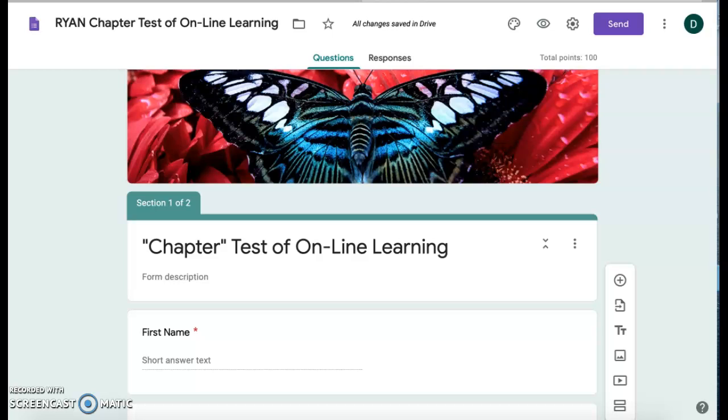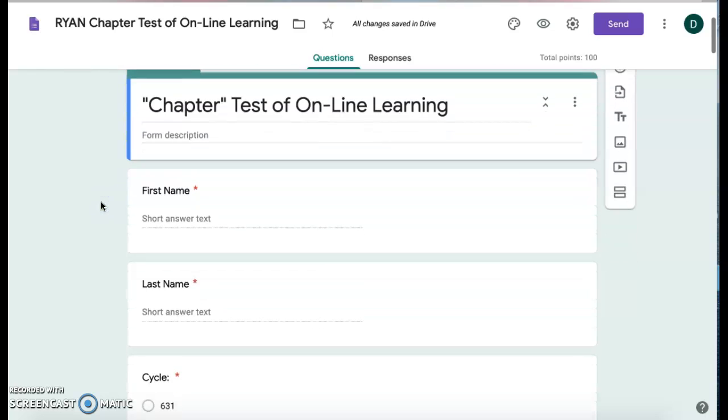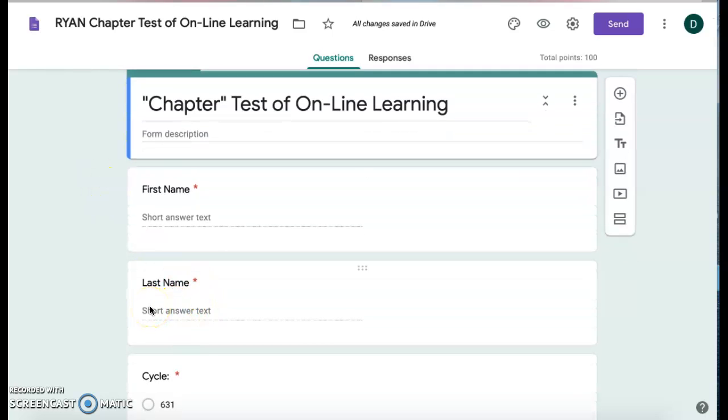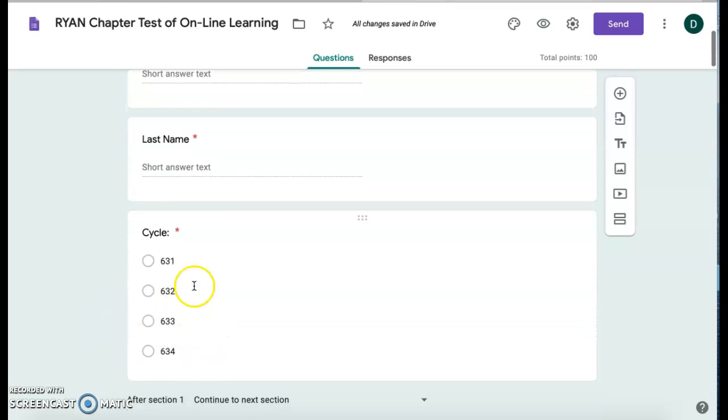This is your chapter test of online learning. You're first going to type your first name in the box here. You are then going to type your last name in the box here. You are then going to select your cycle number.